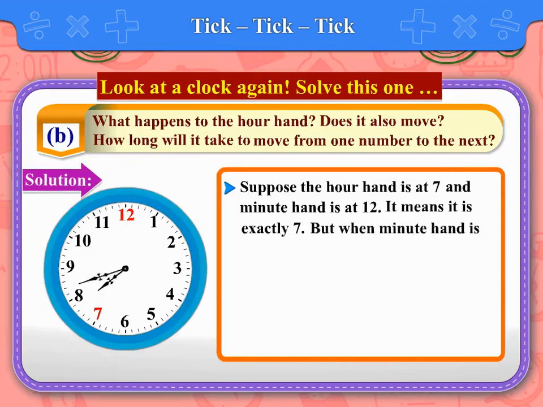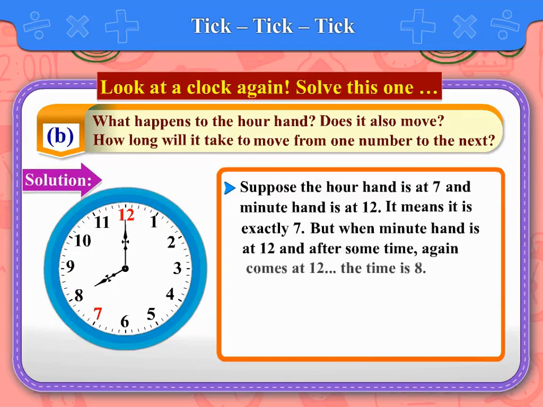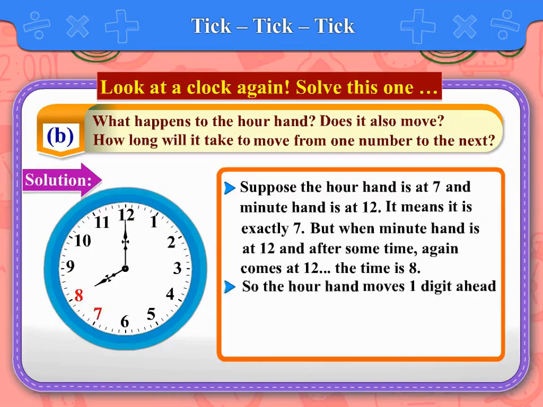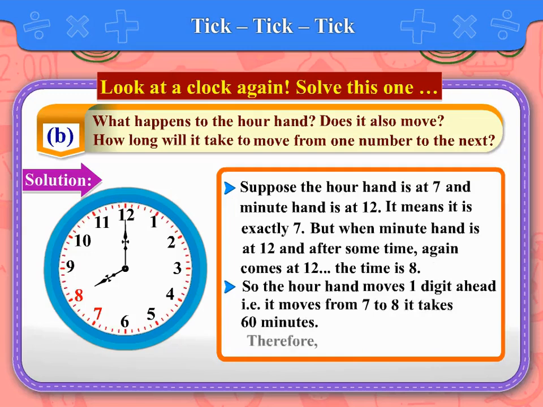But when the minute hand is at 12 and after some time again comes at 12, the time is 8. So the hour hand moves one digit ahead. That is, it moves from 7 to 8. It takes 60 minutes. Therefore, 1 hour is equal to 60 minutes.